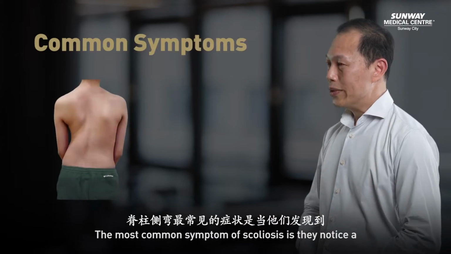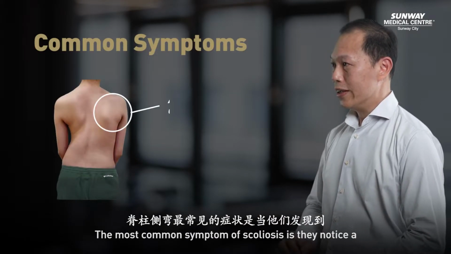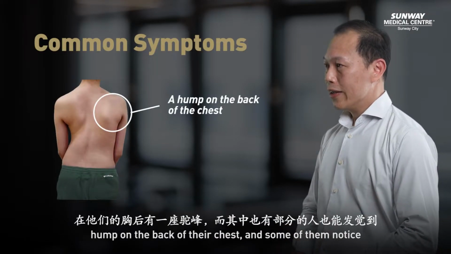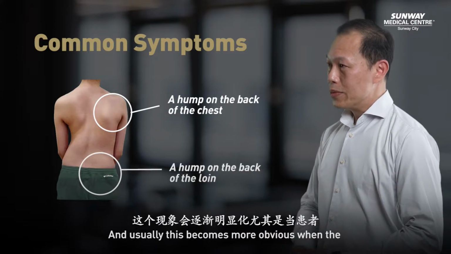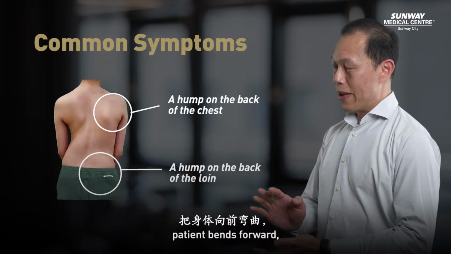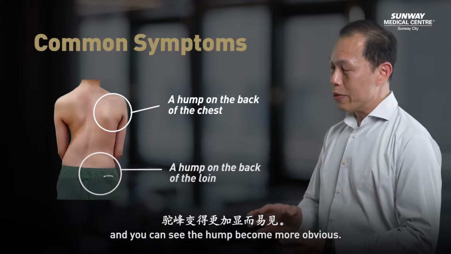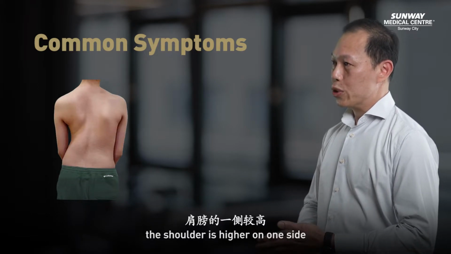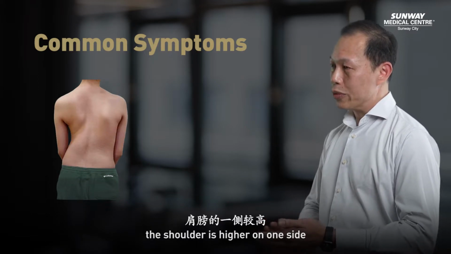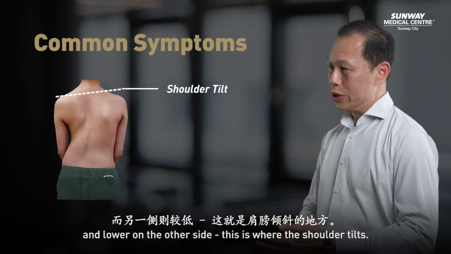The most common symptom of scoliosis is that they notice a hump on the back of the chest, and some of them notice a hump on the back of their loin. Usually this becomes more obvious when the patient bends forward, and you can see the hump become more obvious. The other presentation is that they notice the shoulder is higher on one side and lower on the other side. That's because of the shoulder tilt.